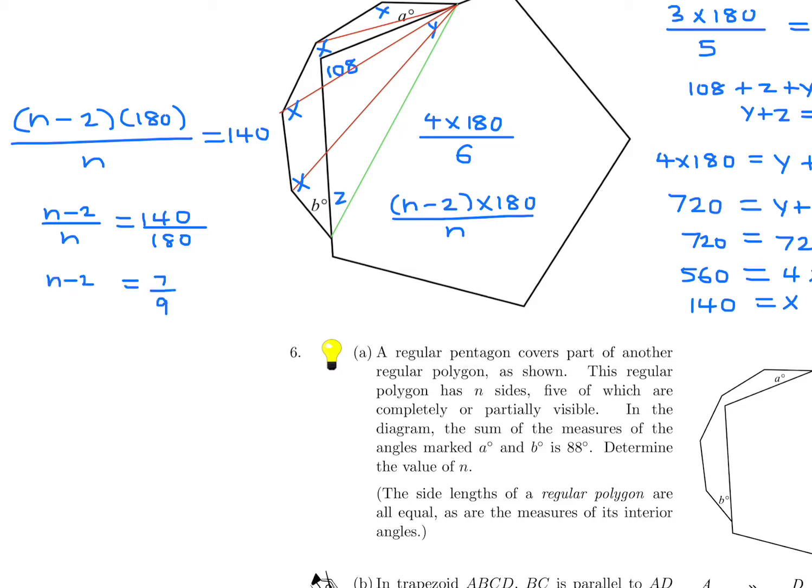And at this point, you can probably do this by inspection. What n is, I think I can. n is 9. Or if you can't do it by inspection, you can cross multiply and do it that way. But in either case, you'll get n is equal to 9. So n is how many sides? So there are 9 sides to that regular polygon.